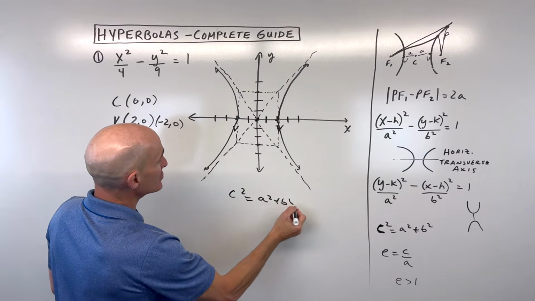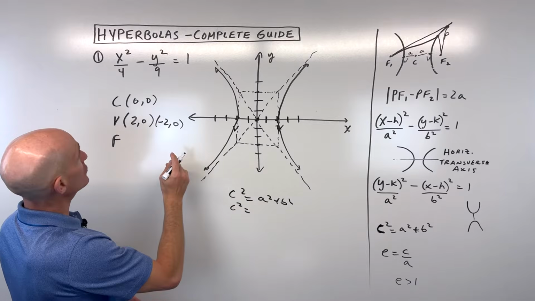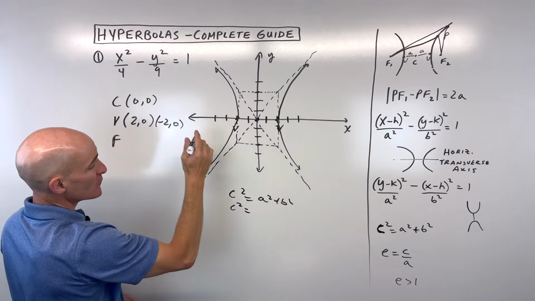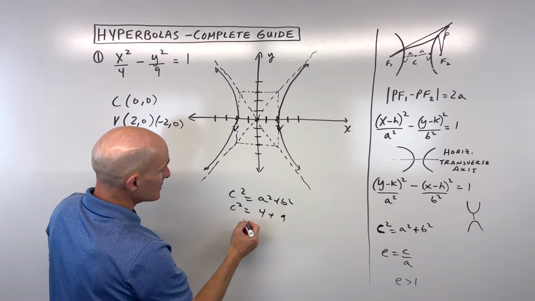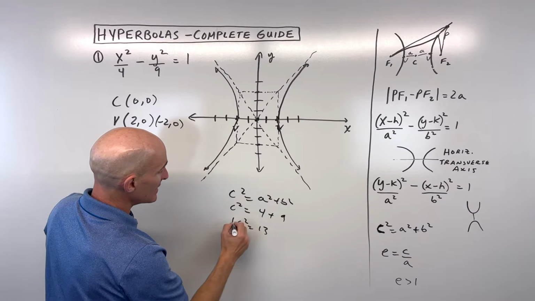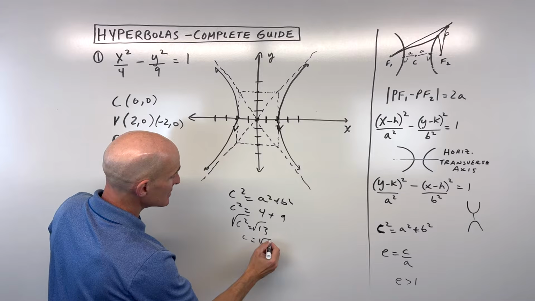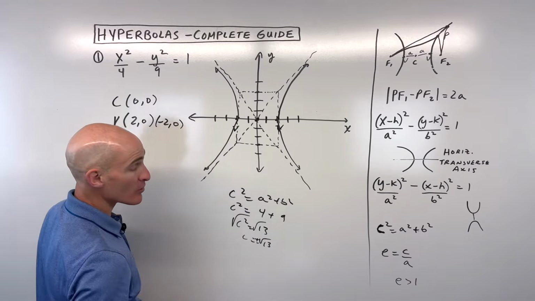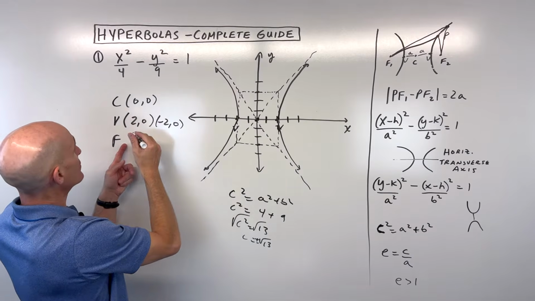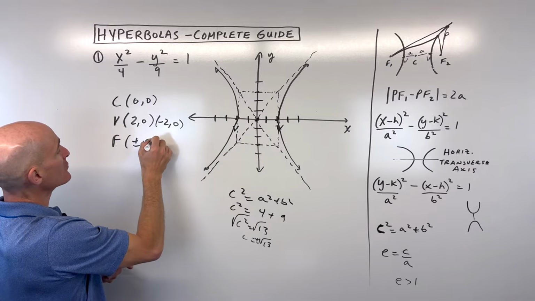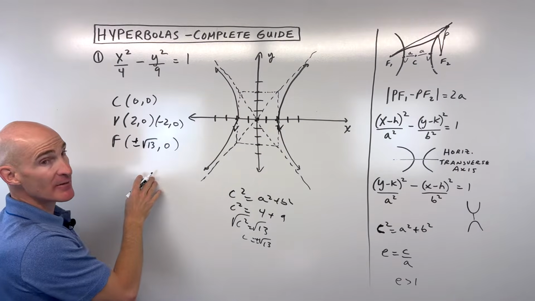So that comes out to, let's see, c squared is equal to a squared, which is 4, plus b squared, which is 9. So c squared is 13. Take the square root. C is equal to plus or minus the square root of 13. So from the center, we're going to be going left and right, square root of 13. So our foci are at plus or minus root 13, 0.